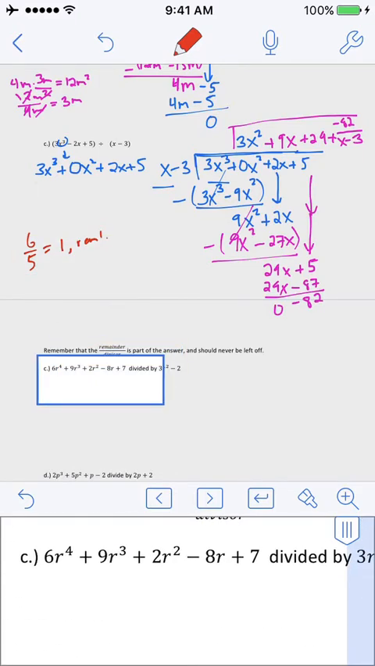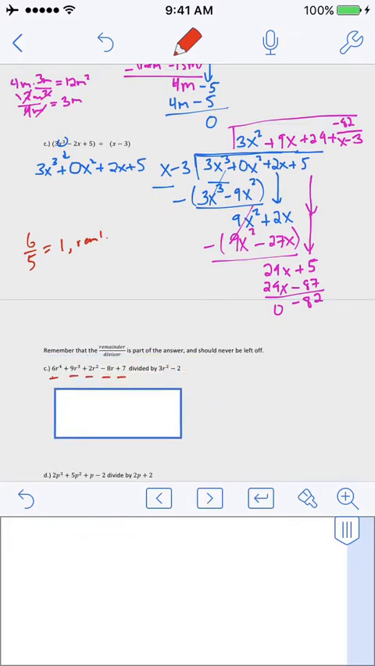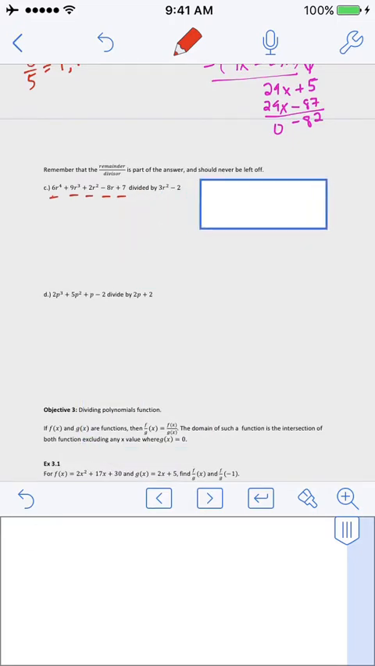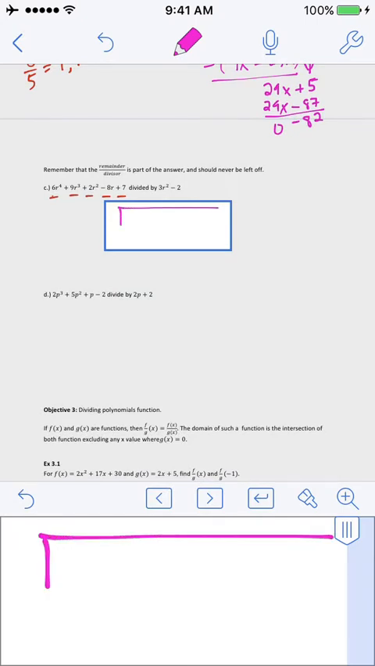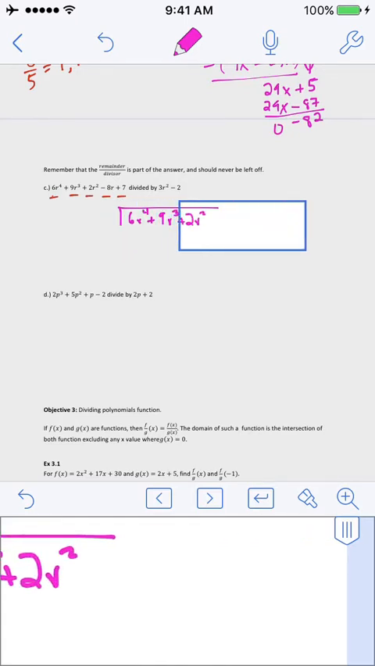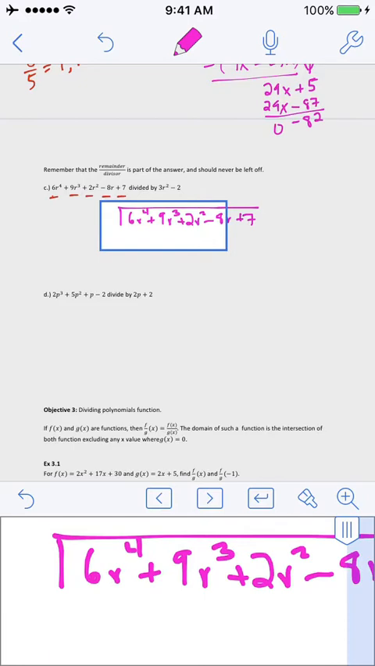Let's try another one that's a little bit longer. But this one has all of the numbers represented. So let's try dividing it using long division. Now I think I'll write it here. So our dividend, the thing we're dividing, is going to be 6r to the 4th plus 9r cubed plus 2r squared minus 8r plus 7. And I do a little mental check. 4, 3, 2, 1, 0. Okay, I'm not missing any powers.